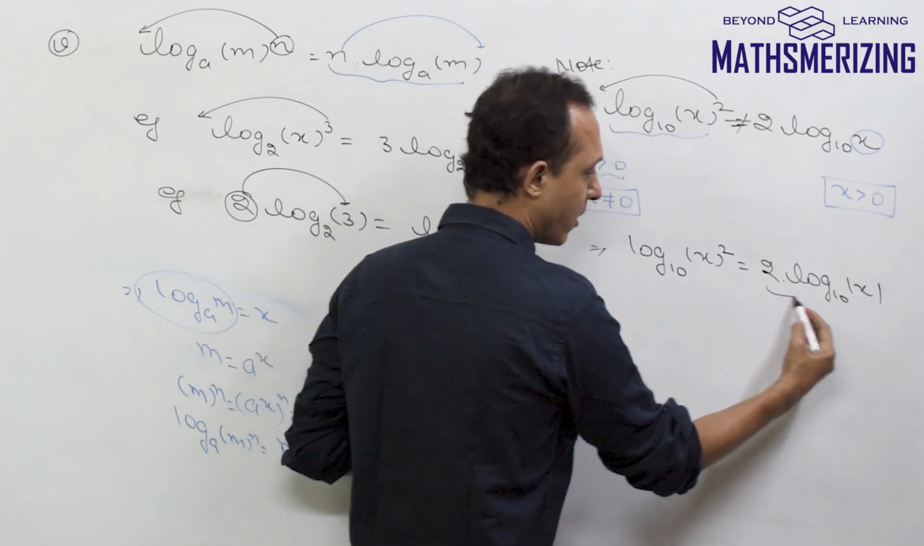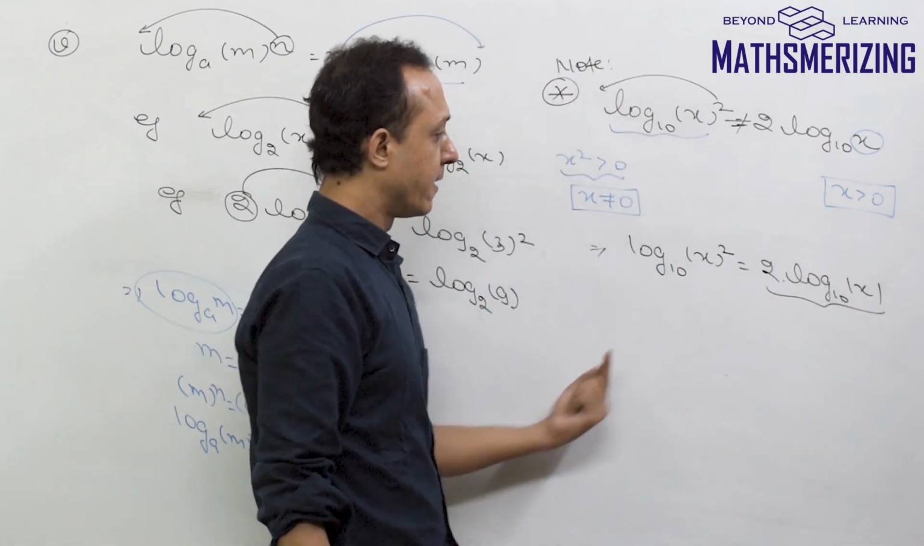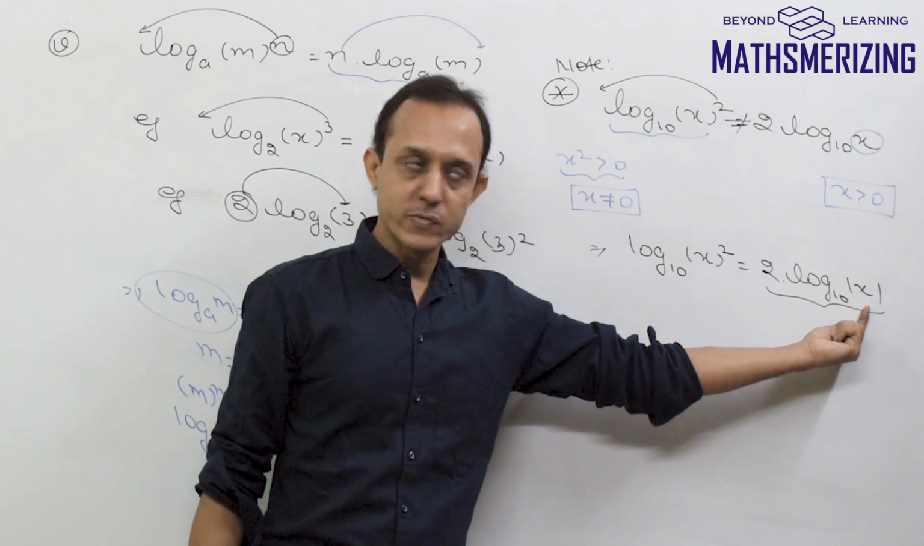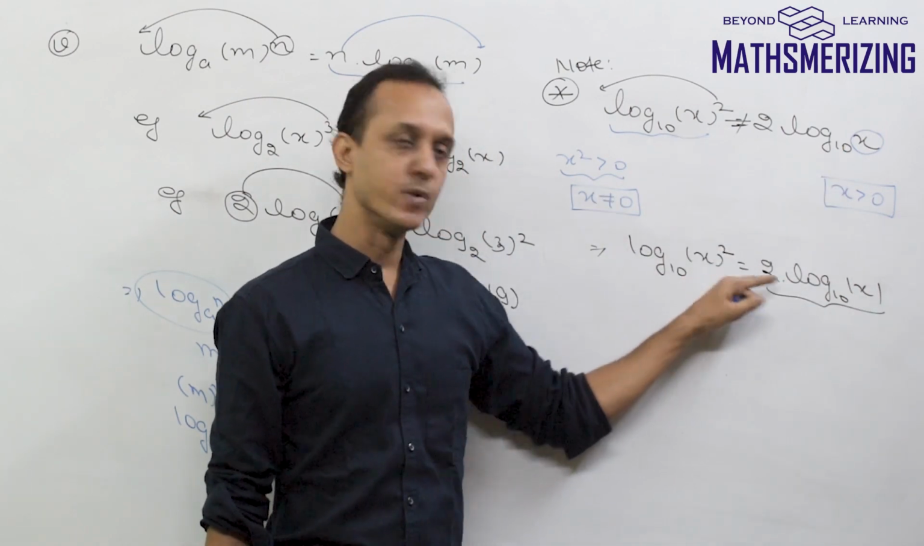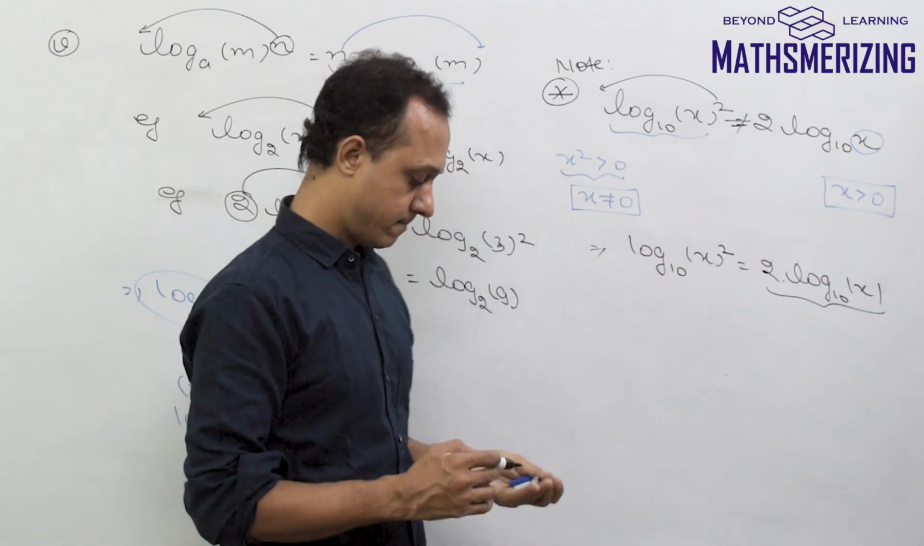So 2 into log mod x to the base 10. So we'll have to use mod x in place of x. Now these two expressions will be equal.